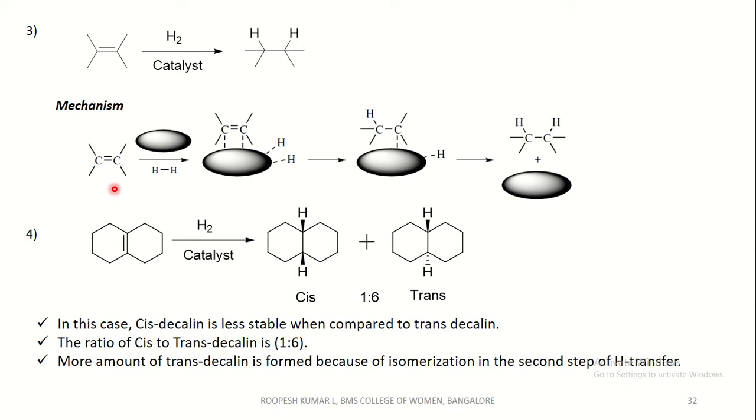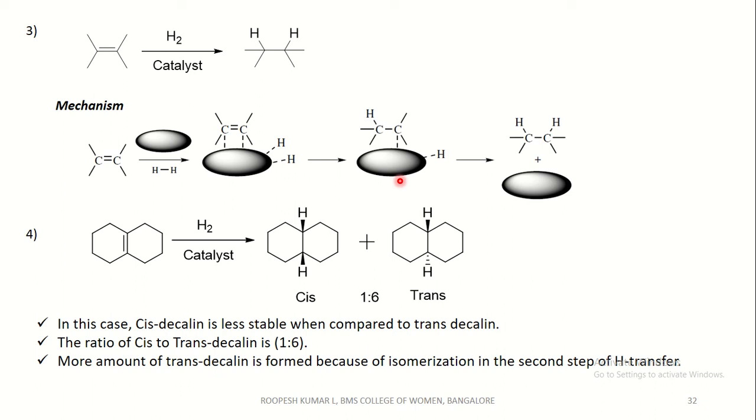Coming to the mechanism, this double bond, that is tetramethyl ethylene, reacts with hydrogen. In the beginning, this hydrogen reacts with the catalyst. That is, this hydrogen molecule gets attached to the surface of the catalyst, and in the next step one hydrogen is transferred to this carbon with the breakage of one double bond to single bond to form this one.